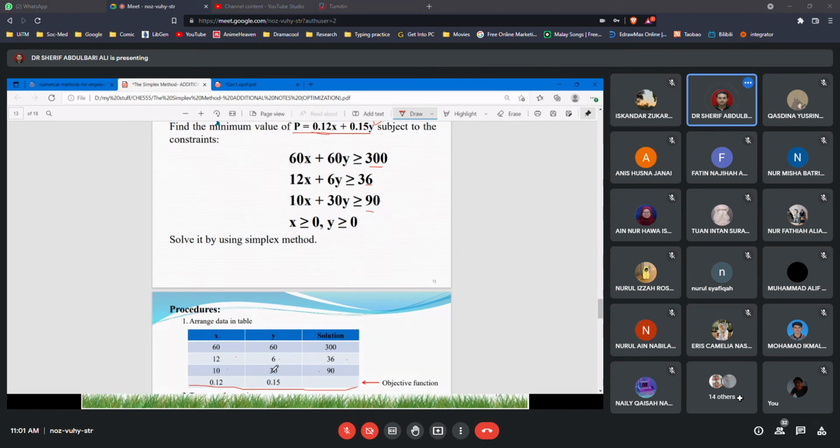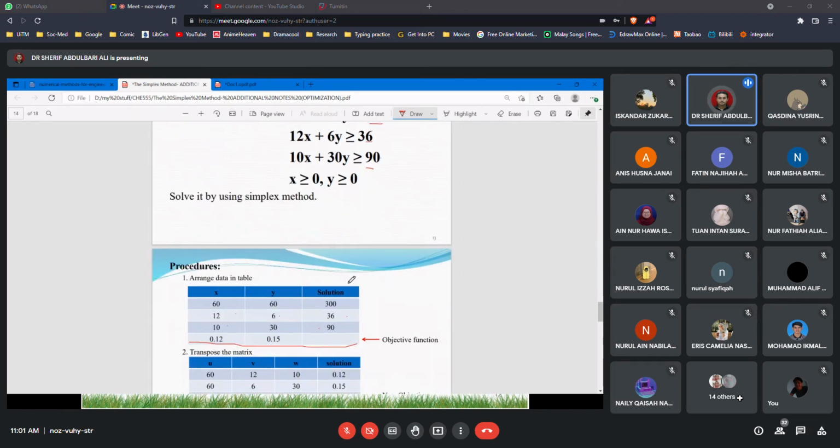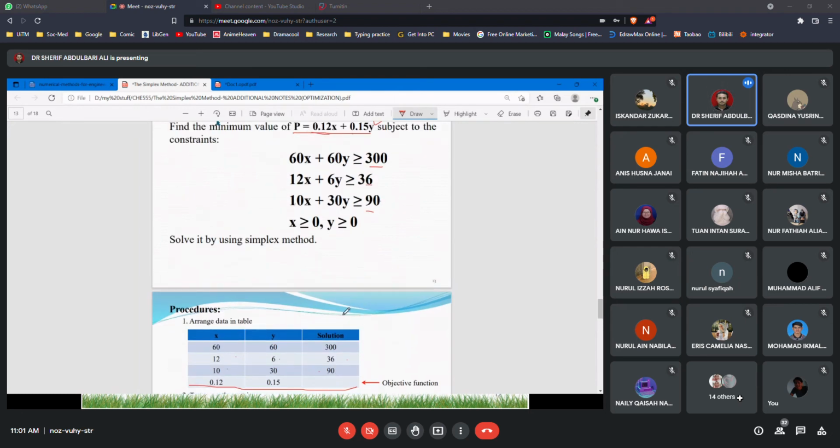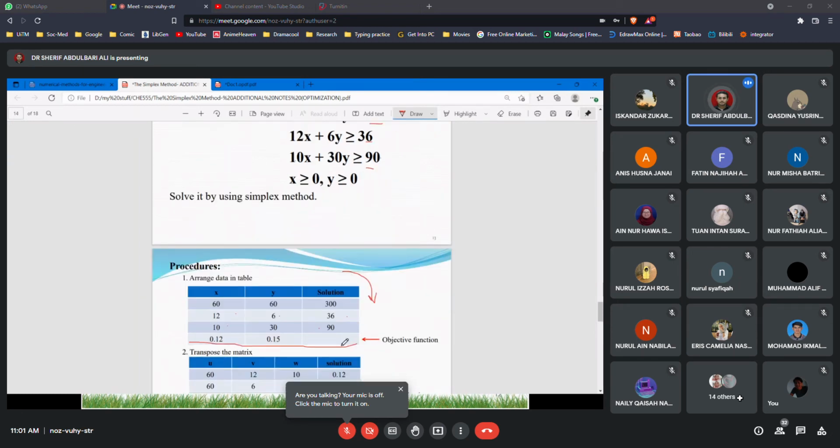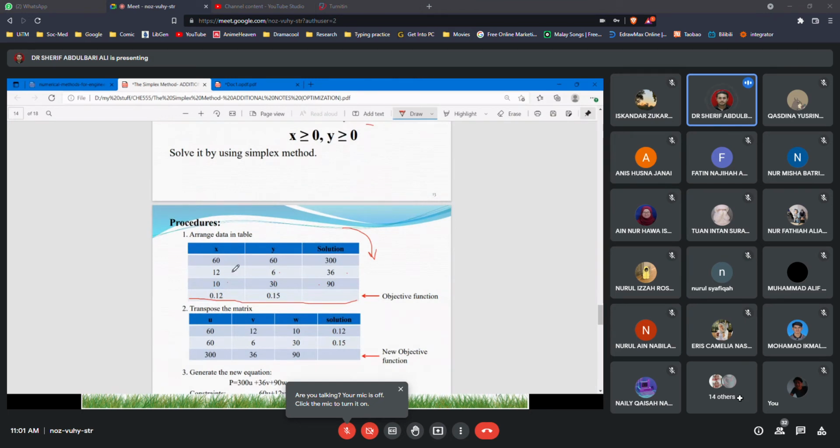What you're going to do is transpose this matrix. You're going to rotate it 90 degrees, so the columns will become rows. This is going to be your first column, this is your second column, this is your third column. So your first column is 60, 60, 300.